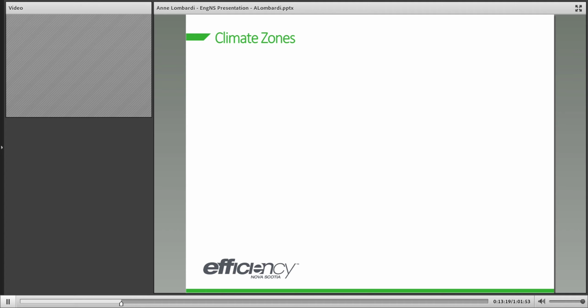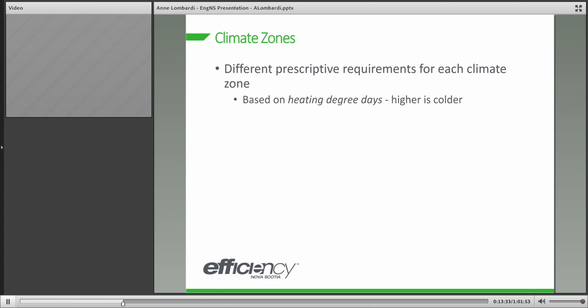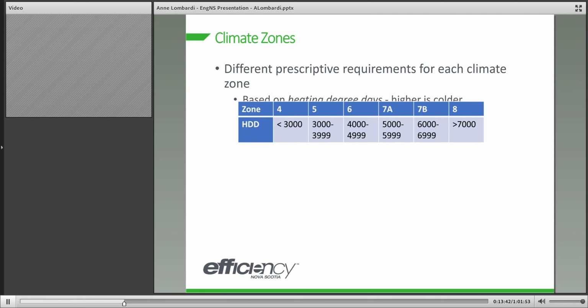Before we look at prescriptive requirements, we do have to understand which climate zone we're in. And so folks already using the NECB will probably be familiar with this, but there are different requirements for each climate zone in the country. And the zones are based on heating degree days. And if you're not familiar with heating degree days, in general, a higher number means colder. So here are the different zones within Canada. So Zone 4 is the warmest, Zone 8 is the coldest, and most of Nova Scotia is in Zone 6 for buildings that are heated above 15 degrees Celsius, which is generally our occupied buildings.